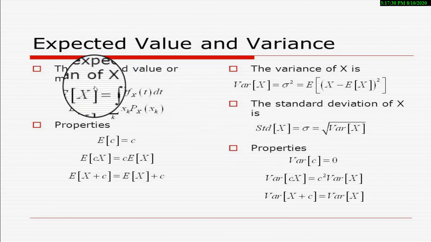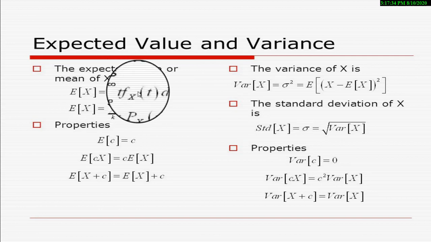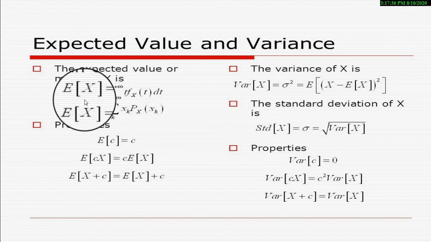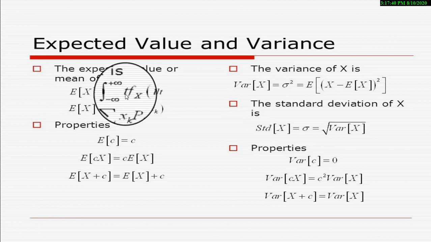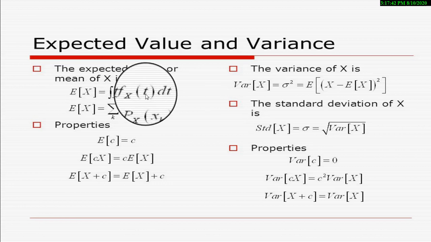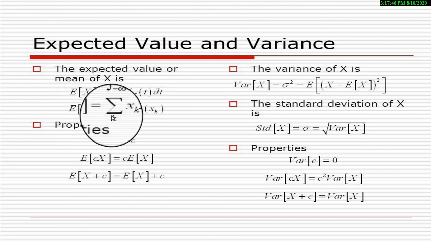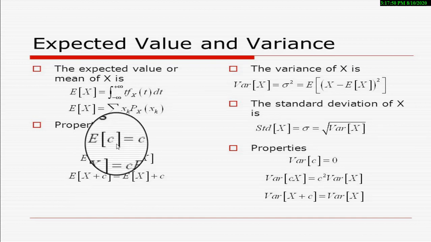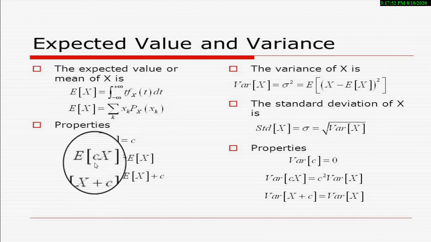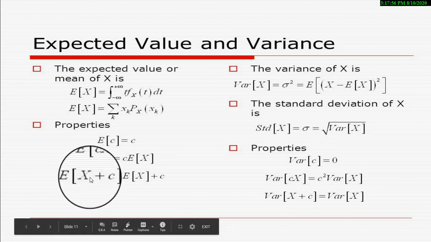Okay, the expected value or mean of x can be written in terms of this one. What is this? In terms of a continuous function, E of x is equal to integration from minus infinity to plus infinity of t times f of x into dt. Okay, with that of discrete also it is over here. Three of the properties we have mentioned. One is with respect to a constant, one is with respect to a constant and a variable, one is with respect to constant plus a variable plus constant.